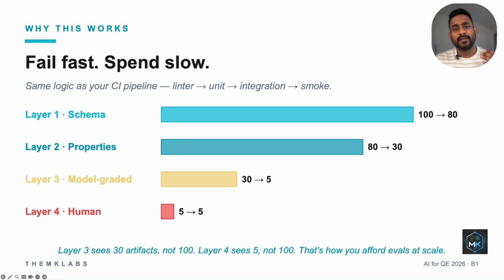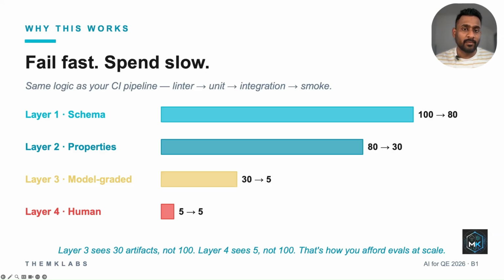And this is why the layering works. Fail fast, spend low. Look at the funnel. Layer 1, schema, runs on 100 artifacts, 80 survive. Layer 2, properties, runs on 80 and 30 survive. Layer 3, model graded, runs on those 30, and 5 survive into layer 4 where humans sample. Layer 3 sees 30 artifacts, not 100, and that's the huge difference. And layer 4 sees 5, not 100. I hope you can do the math for yourself. That's how you afford evals at scale.